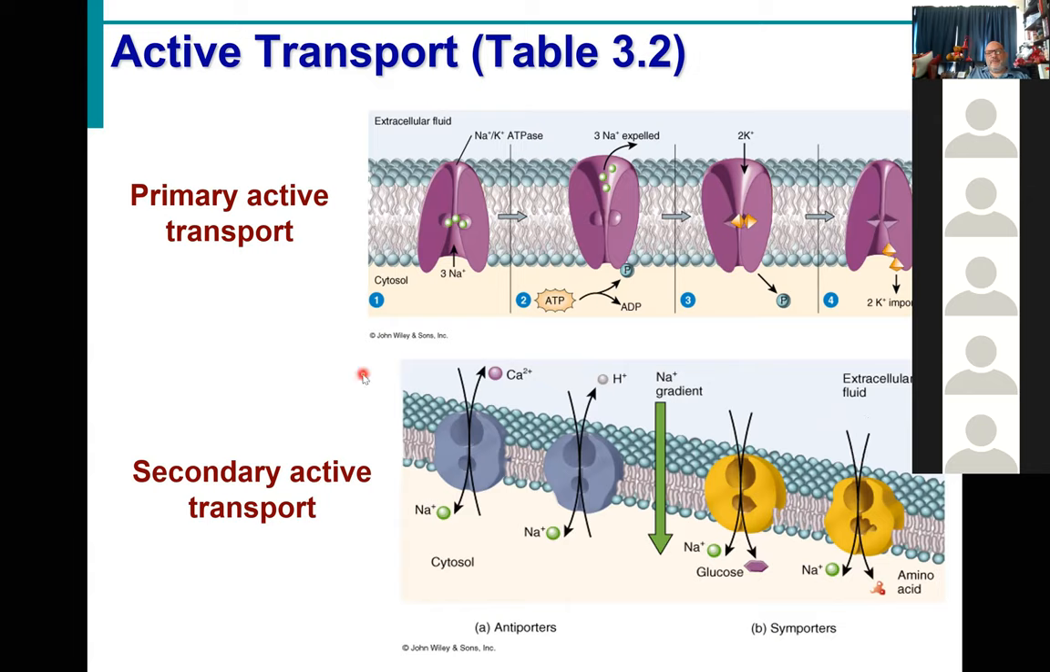Yes, Ryan? About how many transport sites are there usually on a given cell? You mean how many of these different types of channels are there? Not different types, just number of sites.